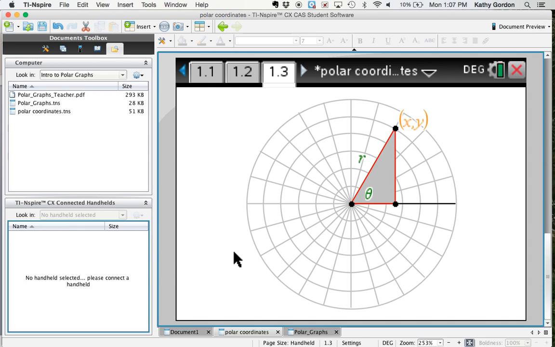Can you tell me anything else? We can figure out tangent. What would tangent be? Tangent would be opposite over adjacent. So sine over cosine. Y over x. Yeah, there we go. So what about Pythagorean?